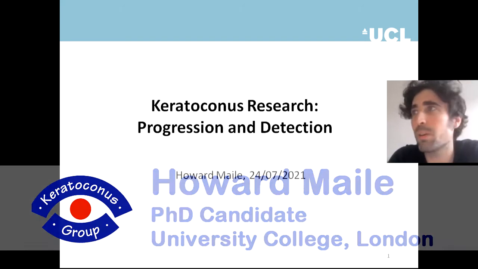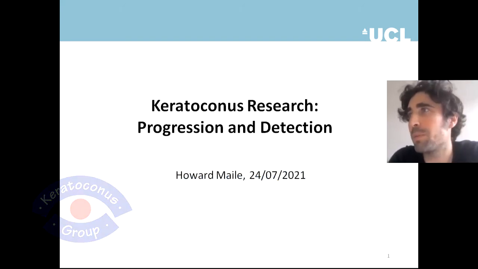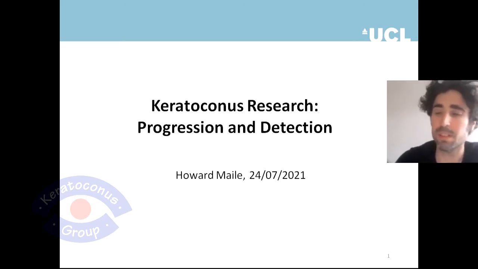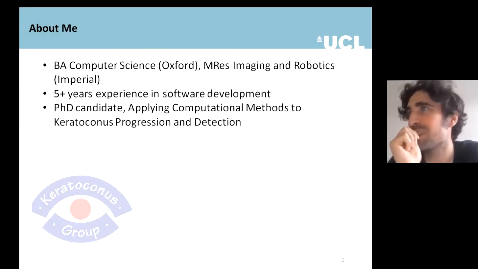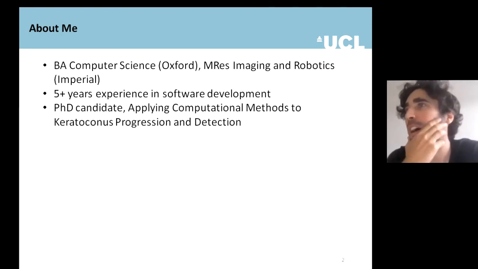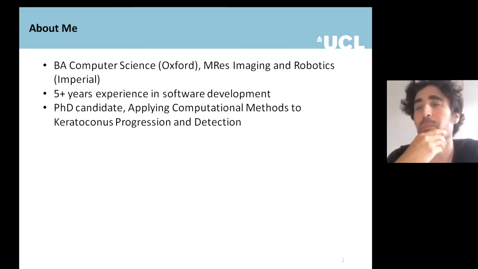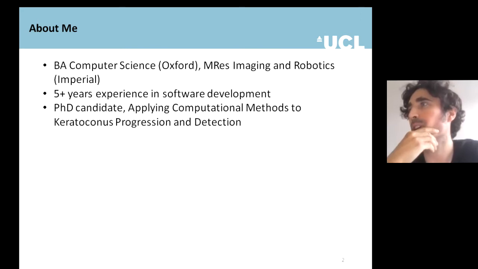So this is going to be a talk about my research so far in my PhD, and my PhD is focusing on progression and detection in keratoconus. Here's a little bit about me. Originally I've got a computer science degree, and then recently I did an MRes in imaging and robotics at Imperial, and in between that I had over 5 years experience in software development, and I decided to try and do something a little bit more interesting. And so I'm now doing a PhD in applied computational methods to keratoconus progression and detection.